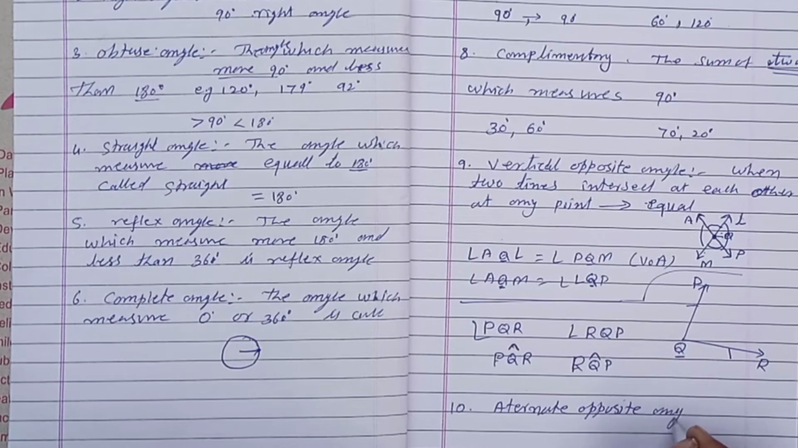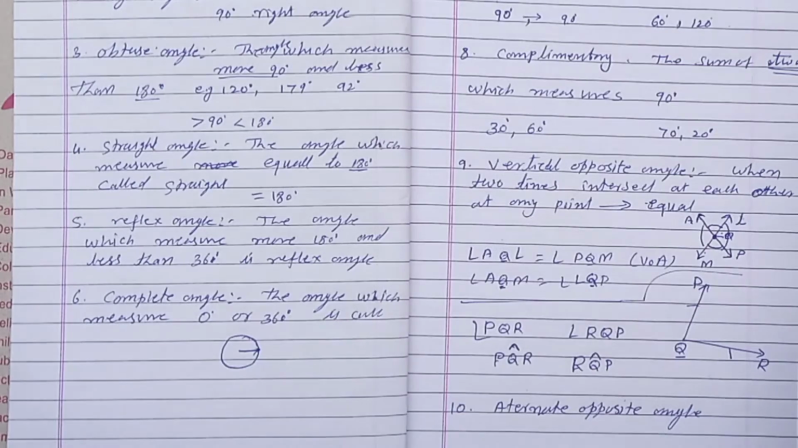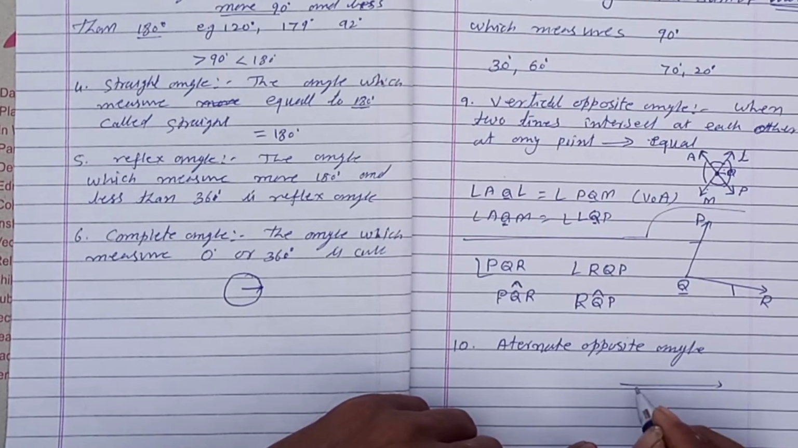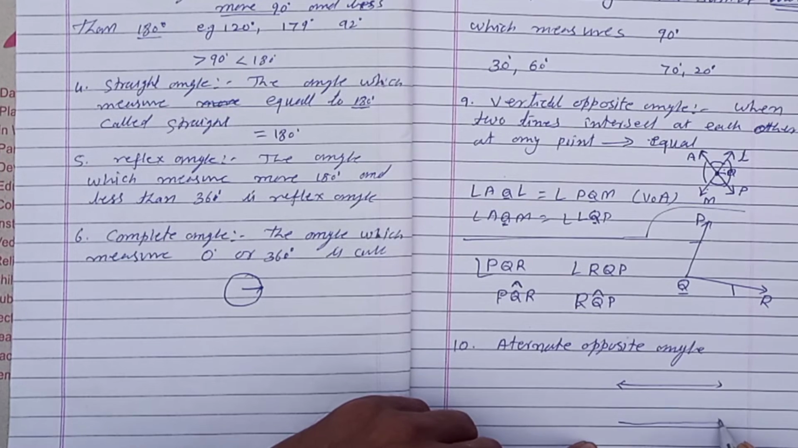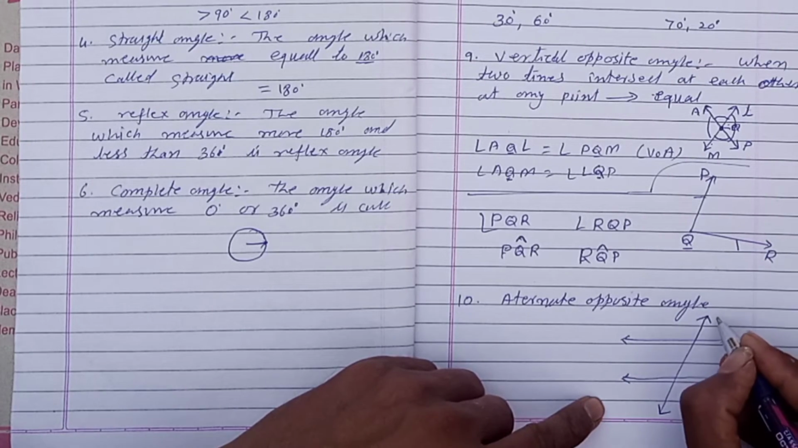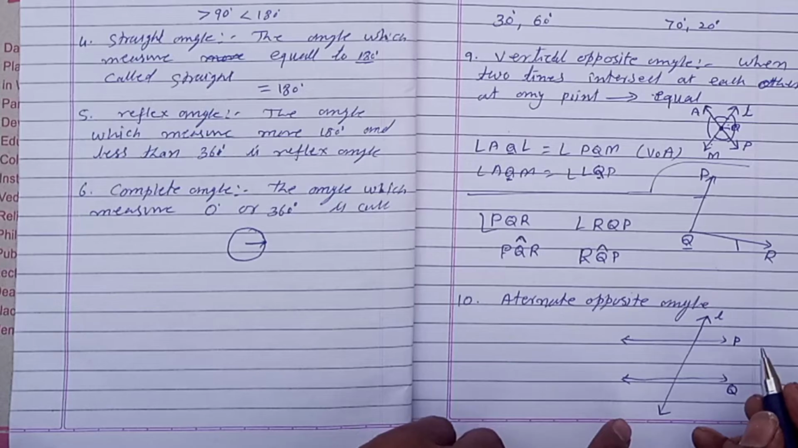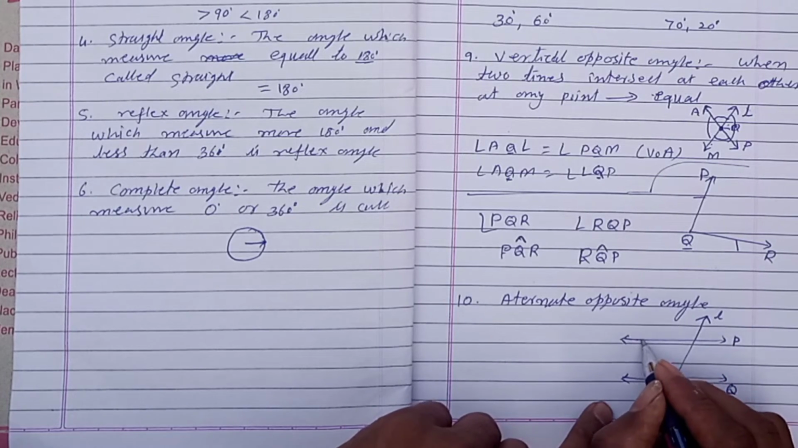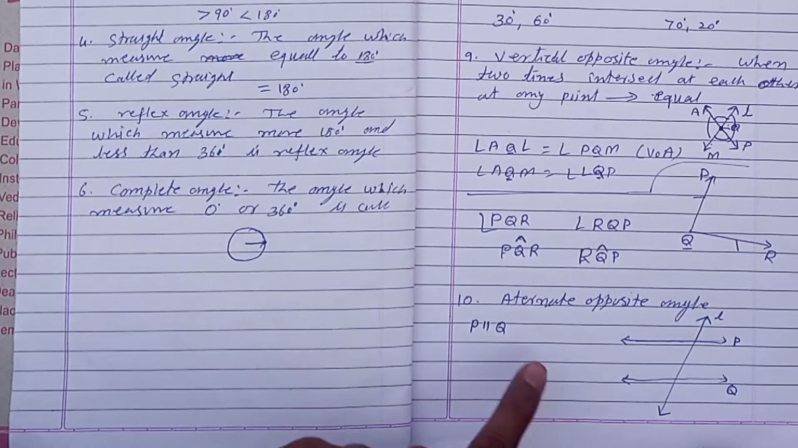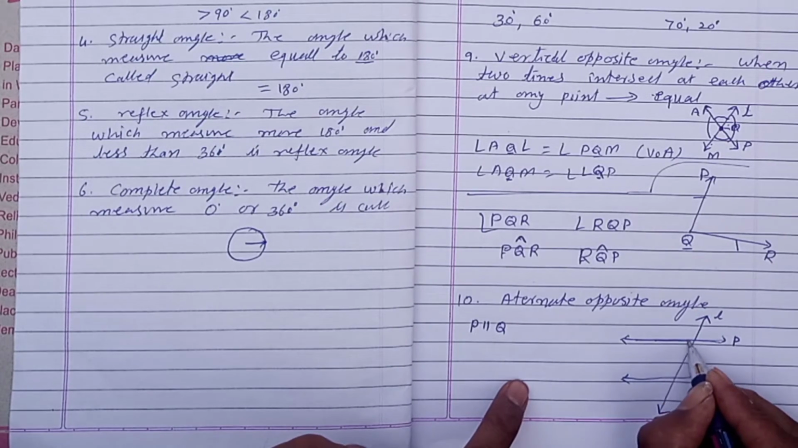Next, the alternate opposite angles. When two parallel lines are intersected by one line, suppose that this is parallel to this one. Let me give the names. Suppose this is the parallel line P, this is the parallel line Q, and another transversal line cuts them. This is called the transversal line L. This is the parallel line because P is parallel to Q, it is already given.